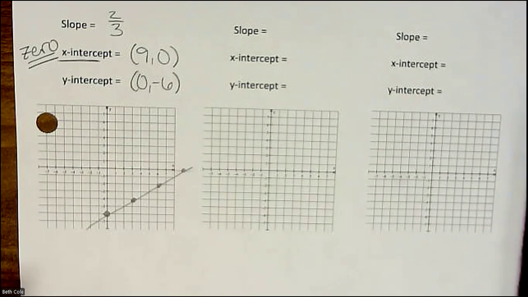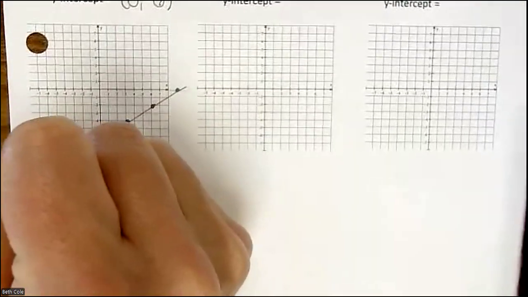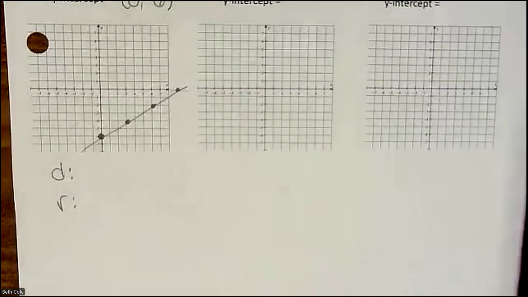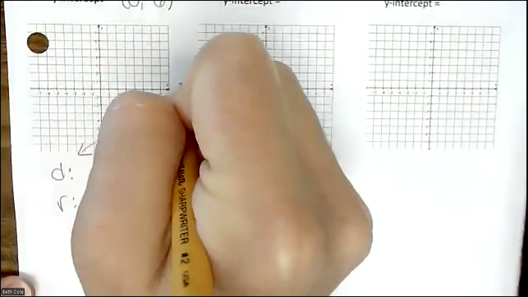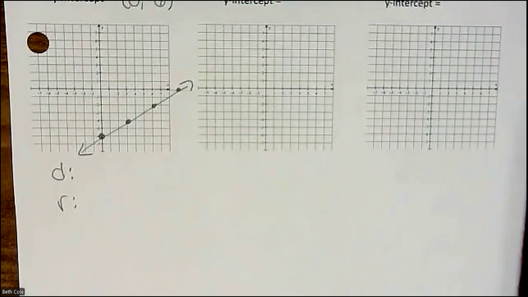And then the other thing you need to be able to do is domain and range. So just write yourself a little D and a little R for domain and range. And lines are the easiest one because this is going to go forever both directions. It's going to go left and right forever, and it's going to go up and down forever. You focused with me there?